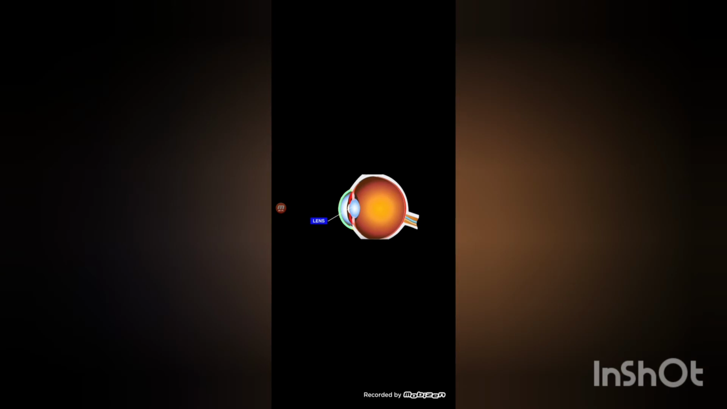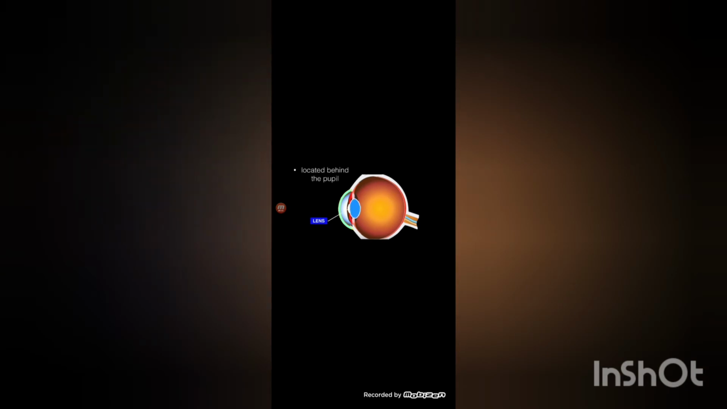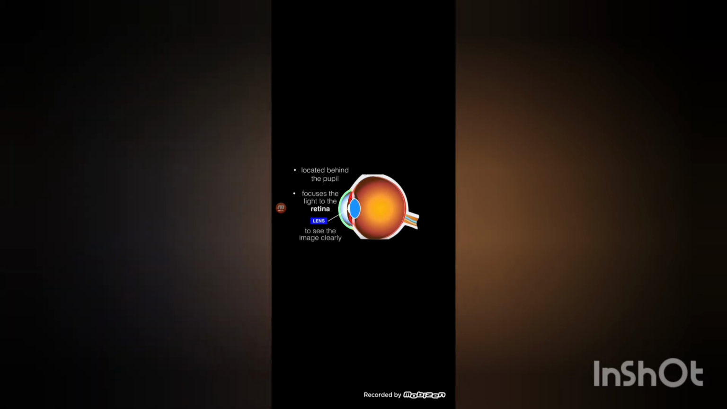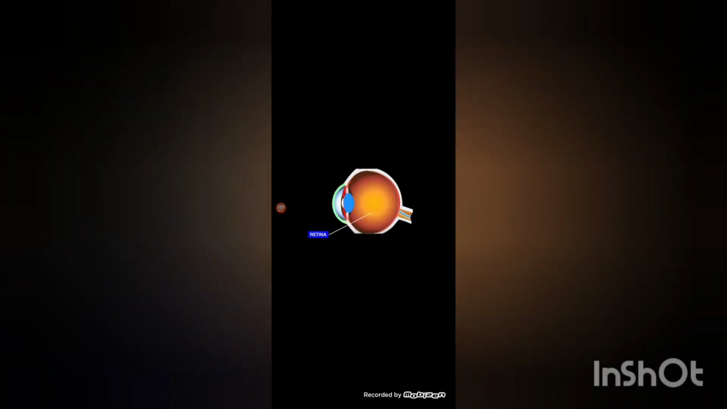When a dim light, this part is called the lens. It is located behind the pupil. The lens focuses the light to the retina to see the image clearly.